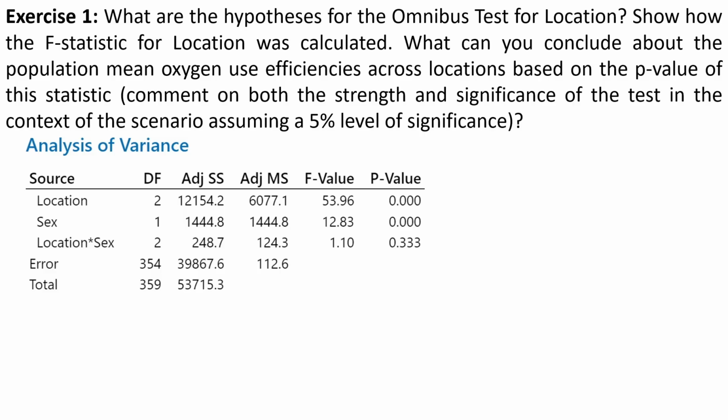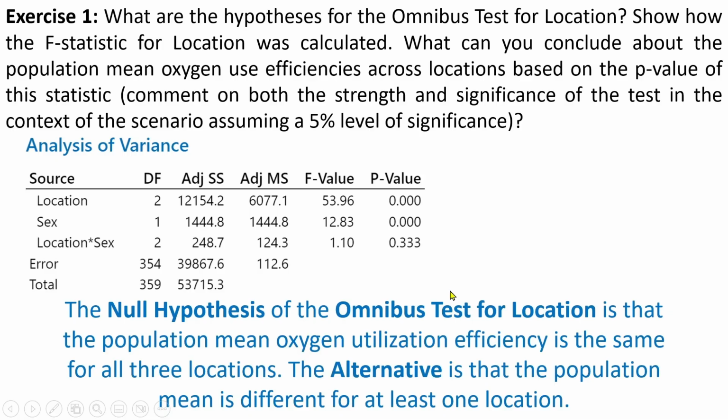So here, what are the hypotheses for the omnibus test for location? The null hypothesis is that the population mean oxygen utilization efficiency is the same for all 3 locations. The alternative is that the population mean is different for at least one location. Notice I am stating both hypotheses because the question said, what are the hypotheses, plural? It's asking for both. If you're in doubt when asked about hypotheses, include both the null and the alternative.